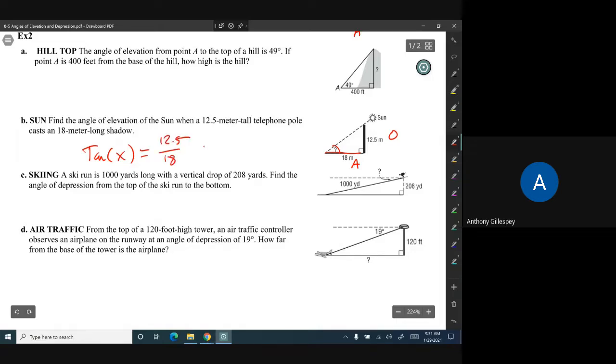So how do we solve this? Antitangent, right? Inverse tangent of 12.5 divided by 18. You get 34.78 degrees.